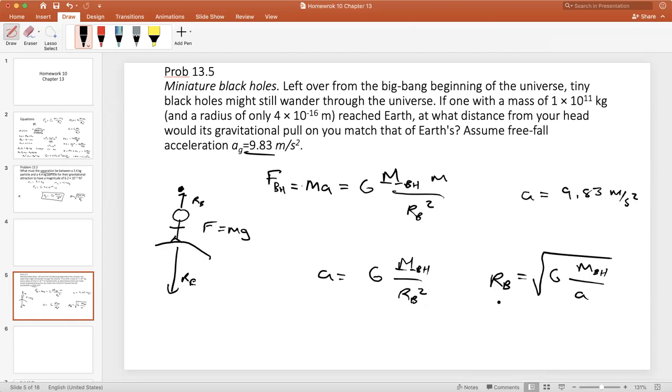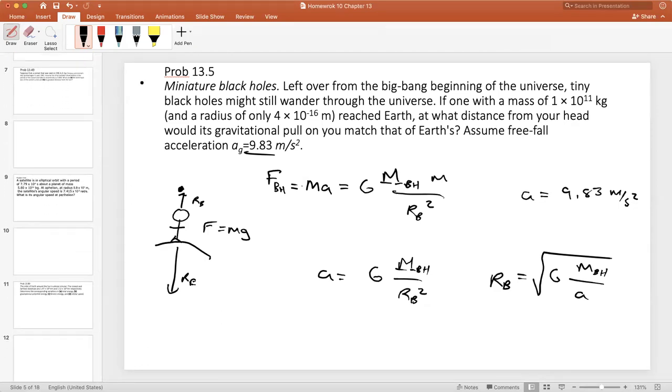It's almost exactly the same problem as we just did, although in this problem, you have to know that you're assuming the acceleration due to the force of gravity of the black hole is equal to the acceleration of the Earth at the surface. Okay. Not too hard, pretty easy.